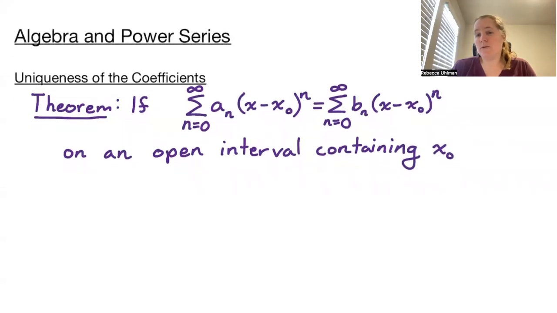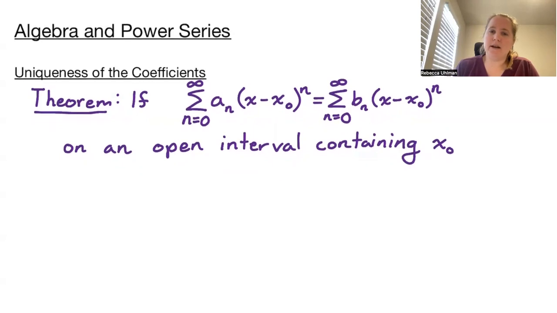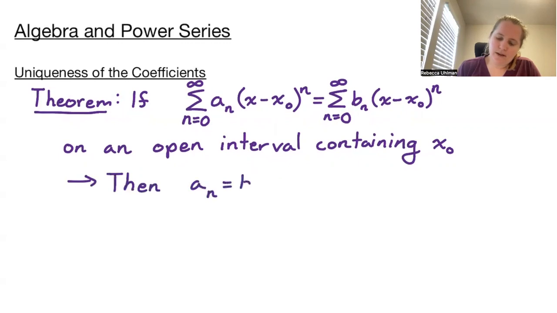So if we have two series representations that essentially represent the exact same function on an open interval containing x naught, then a_n equals b_n for all n. So in other words, the series are identical.